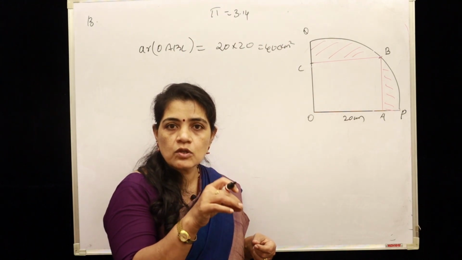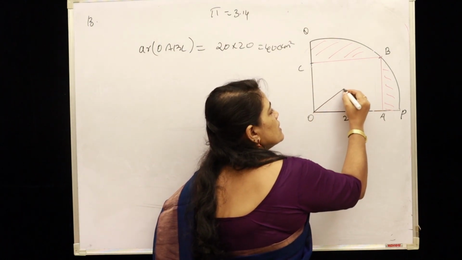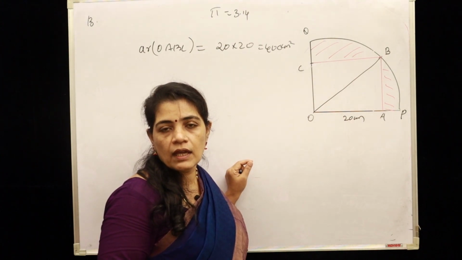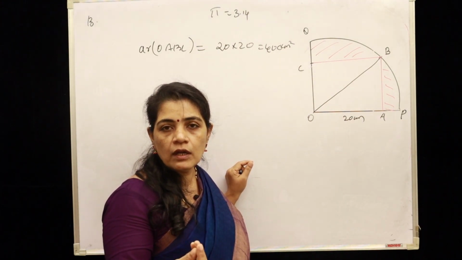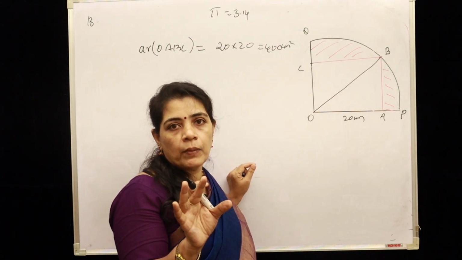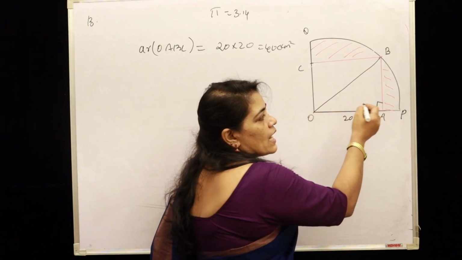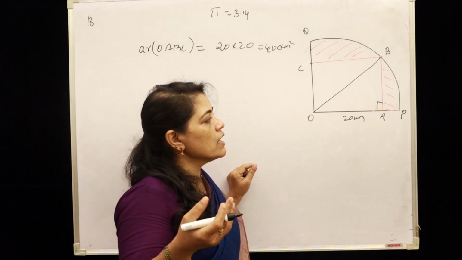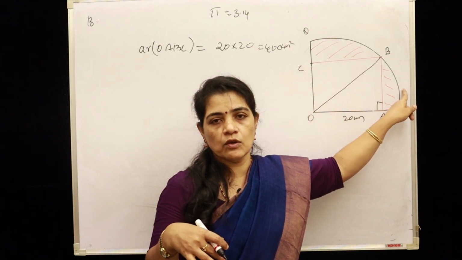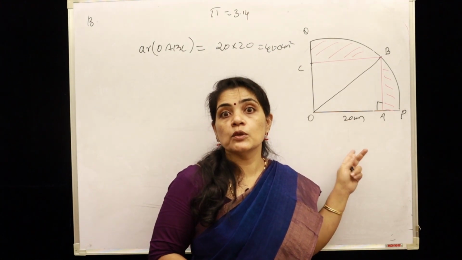So in order to get the radius of the quadrant in terms of the square, you join OB, because OB is nothing but the diagonal of the square. And by formula, what is the diagonal of a square? Root 2 into a. Those who know that formula can directly apply root 2 into a, or you can apply the Pythagoras theorem, because each angle of a square is 90 degrees. So in right triangle OAB, by Pythagoras theorem, OB square is equal to 20 square plus 20 square. That is root of 2 times 20 square, that is 20 root 2.